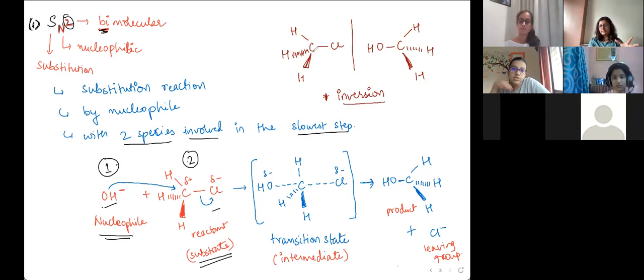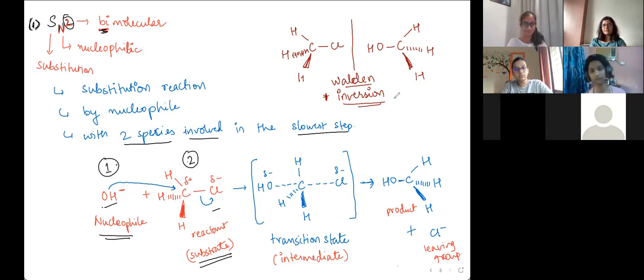So it was because the chlorine left and the OH came that the hydrogens were flipped. Yes. So this particular kind of inversion is called Walden inversion. In the SN2 mechanism, we say it always results in inversion of the molecule. If we compare the reactant and the product, it is always inverted. So this characteristic inversion is called Walden inversion, and it is characteristic for SN2.